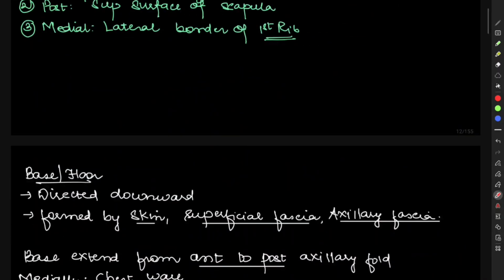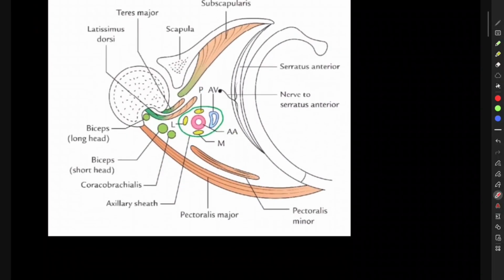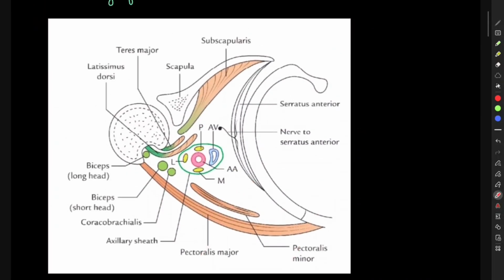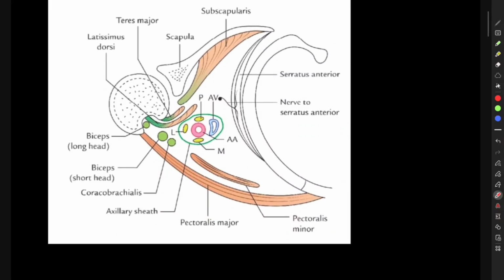Coming on to the anterior wall of the axilla, from the diagram you will remember the relations of the axilla. The anterior wall is basically formed by the pectoralis major, pectoralis minor, and in between you have the clavipectoral fascia. So this part forms the anterior relations of the axilla. Once again repeating it, the anterior wall is formed by the pectoralis major muscle, pectoralis minor muscle and the clavipectoral fascia in between them. I have already discussed the clavipectoral fascia in the previous video. So I hope that you know the clavipectoral fascia very well by now.